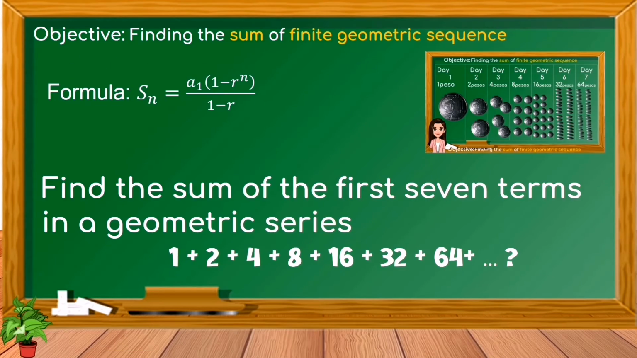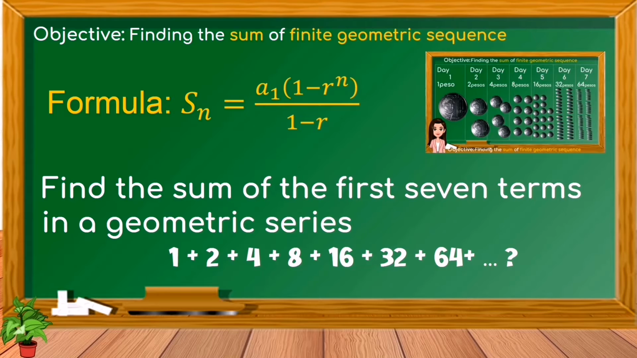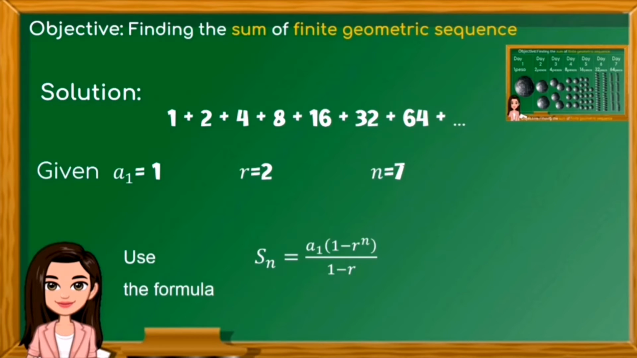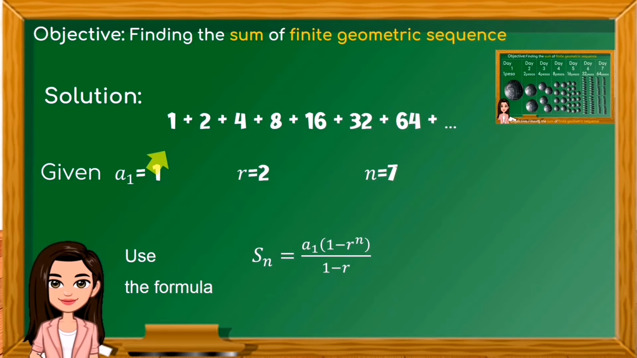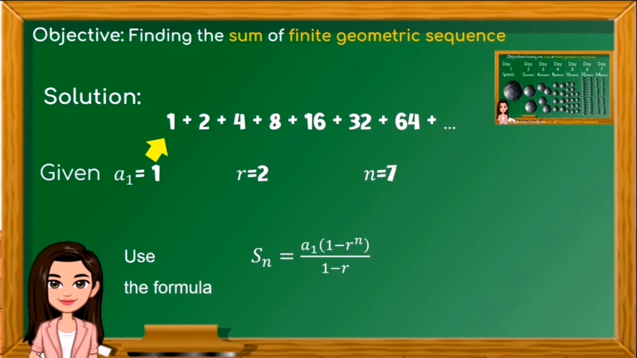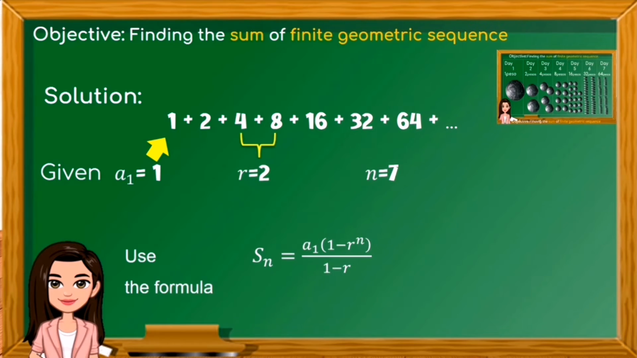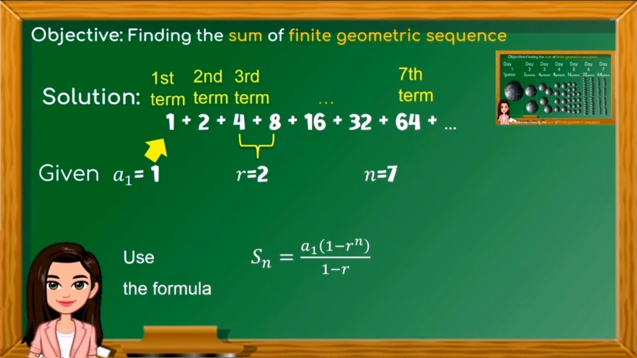Now, we will try to use the formula in finding the sum of Pam's ipon challenge in geometric series form: 1 plus 2 plus 4 plus 8 plus 16 plus 32 plus 64. First, let us identify the given. A sub 1 is equal to 1. That is our first term. The common ratio is 2. The number of terms, n, is 7.